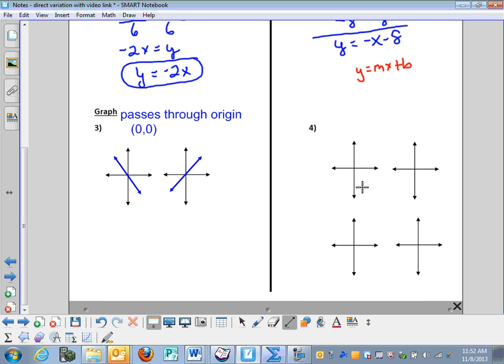Some non-examples of graphs of direct variations would be a vertical line. A vertical line does not pass through 0, 0, so it is not a direct variation. A horizontal line does not pass through 0, 0. Here I have a negative slope line not passing through 0, 0, and a positive line that's not passing through 0, 0. Remember, k cannot equal 0, so that's why it can't be a vertical or a horizontal line.